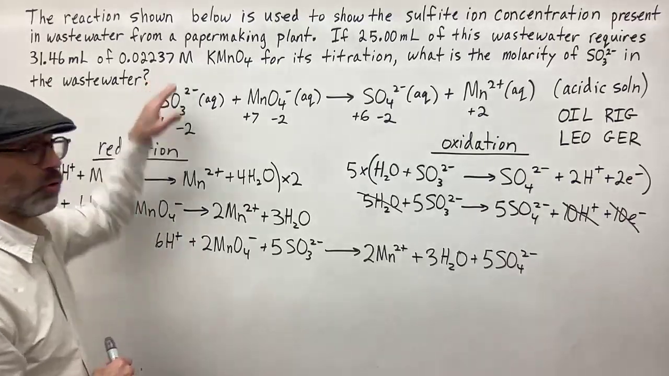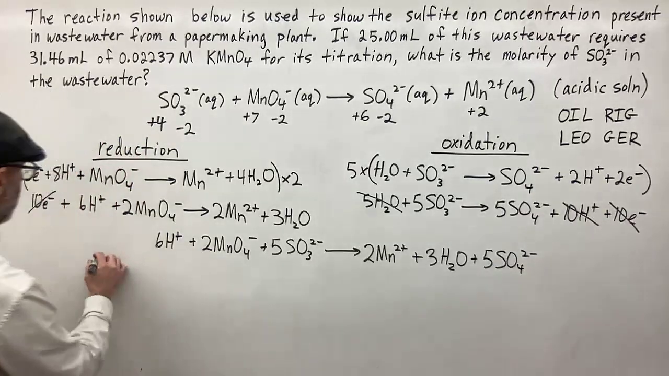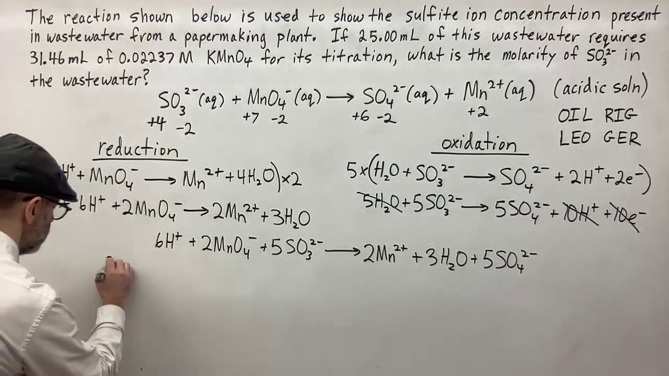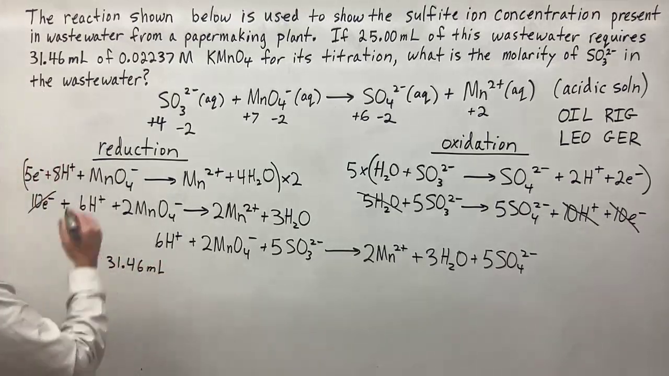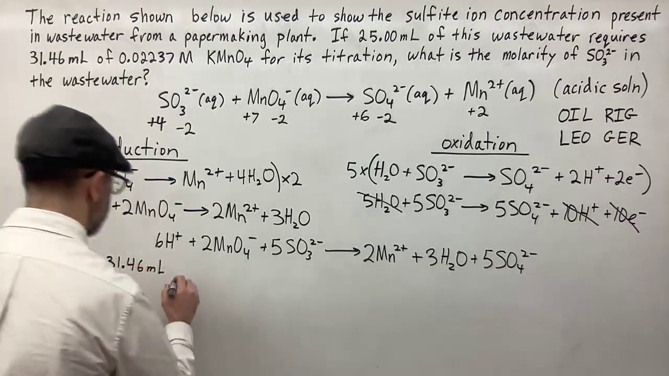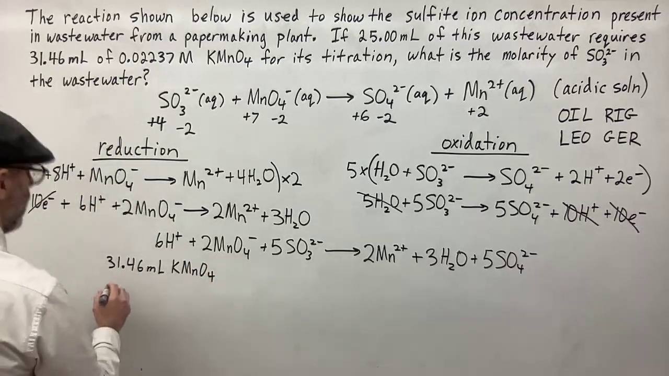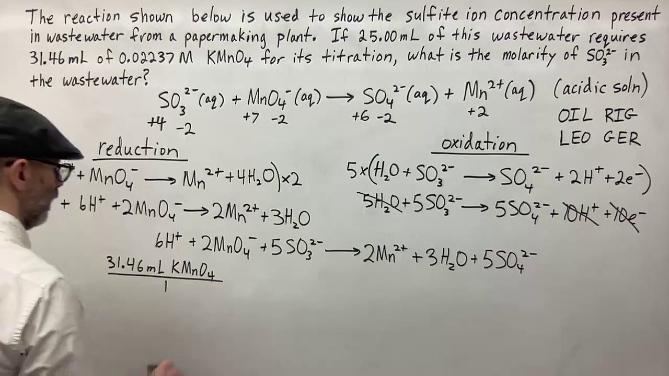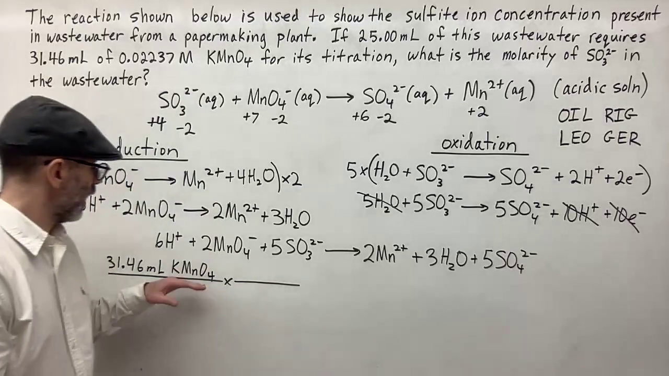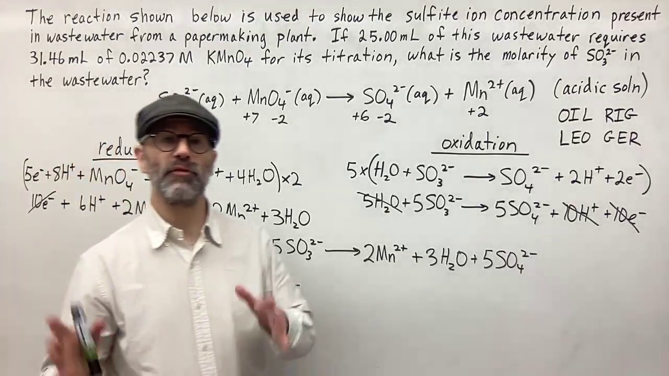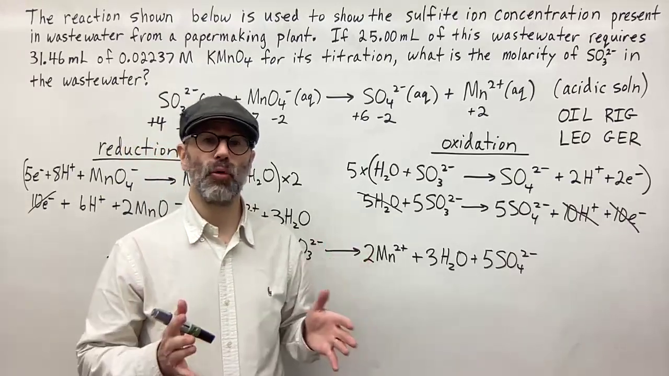So we're going to start with that. And anytime you're given molarity, you can use that as a conversion factor. So let's go ahead and start with the given. So we have 31.46 milliliters of the KMnO4, and we're going to put that over 1. And then we need to get to moles of the KMnO4. Why? Because anytime you're converting from one thing to the other using stoichiometry, you got to use a mole ratio, right?